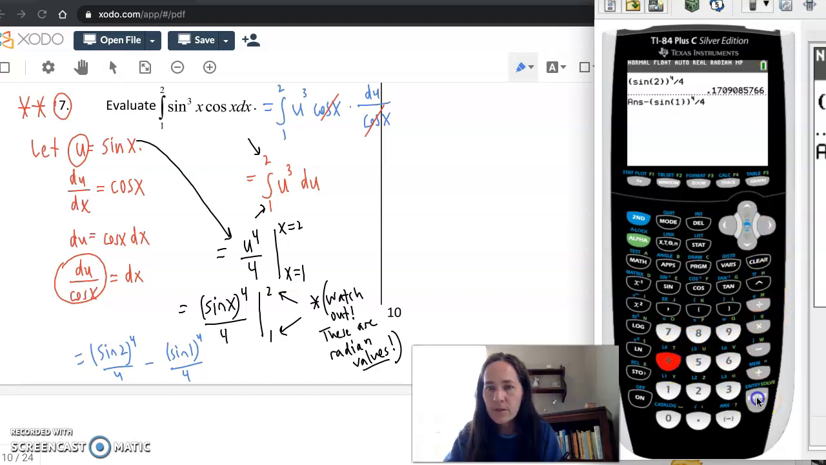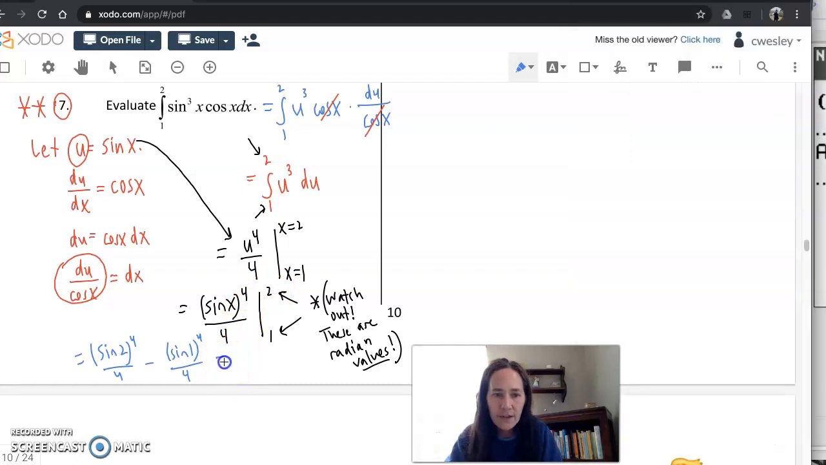And if it's all typed in correctly, we get about 0.456, kind of like we're counting. So about 0.0, I should say, 456. If we were to graph this, we would see there's very little area under the curve from 1 to 2 under that trig function.